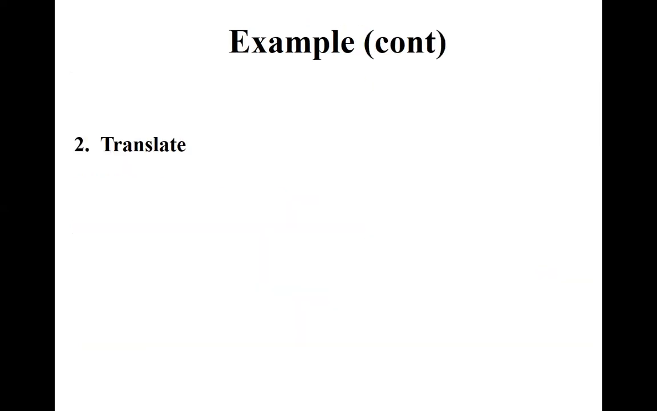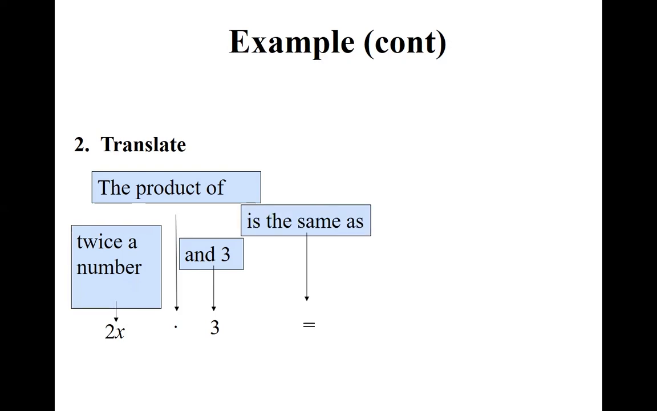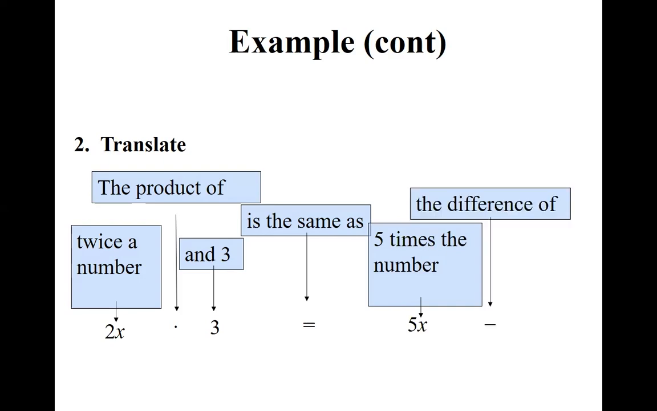We can now translate the problem. Twice a number was 2x. We wanted the product of twice a number and 3, so we have the 2x times 3. Then we had is the same as, we know that's equals. We know 5 times the number is 5x. So we want the difference of 5 times the number and 3/4. Every bit of that sentence is accounted for in this translation. So we can continue.